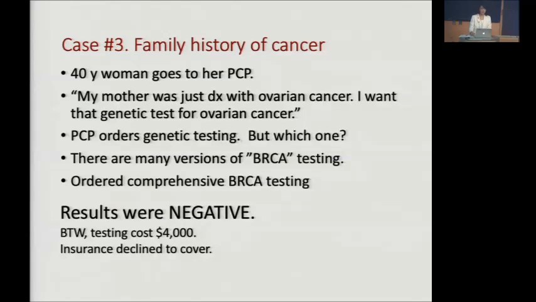I'm going to contrast this with another patient, also with a family history of cancer, this time a 40-year-old woman who went to her PCP and said, my mother was just diagnosed with ovarian cancer. I want that genetic test for ovarian cancer. So her PCP orders genetic testing. What does he order? BRCA1 and 2, of course.